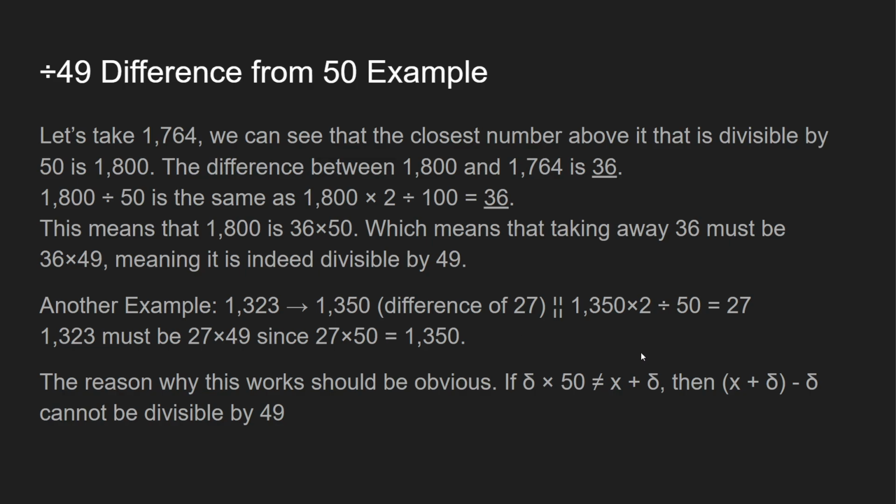It might be confusing the way I'm wording it, but by definition, delta is our next highest multiple minus our x. That's what delta is. So if this number multiplied by 50 does not equal the original number plus the difference, then obviously, when we remove that difference, we're not going to get x.